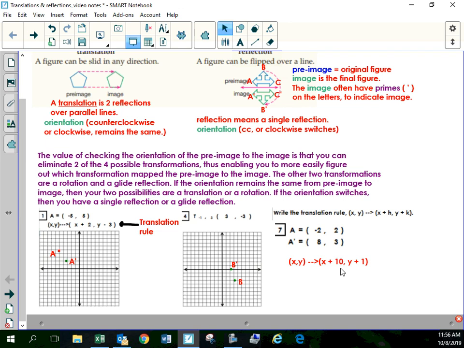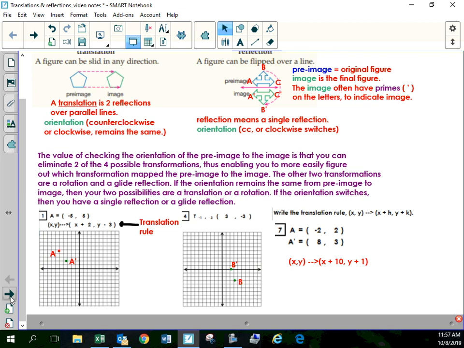That's simple. Now, if you don't want to ask how much I add to negative 2 to get 8, I can always start at the image and just subtract backwards, and that will give me the answer right there. So 8 minus negative 2 is 10, so plus 10. And 3 minus 2 is 1, so I added 1. That's the other way. If you subtract image minus pre-image, that'll give you your h and your k as well.